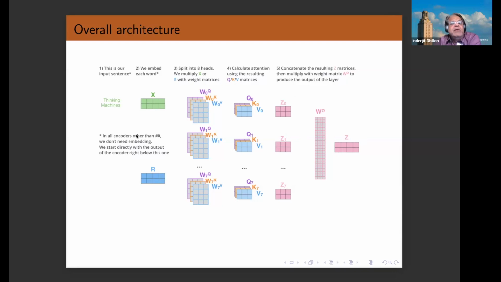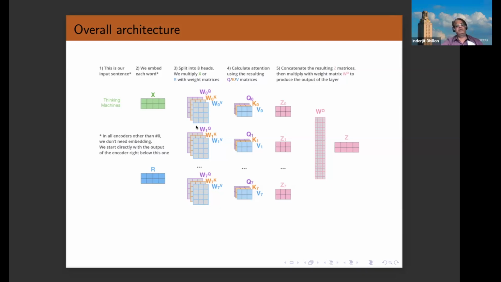And then, of course, like in all the encoders, this is what I was really talking about: the first layer, when we say something about embedding each word. But for all the encoders other than the first layer, the 0th layer, we don't need embedding. You would basically look at the output of the encoder right below and use that as the input. So if R is the output of the previous encoder, you would use that as the input over here. That's why it says split into 8 heads, we multiply X or R with these matrices.